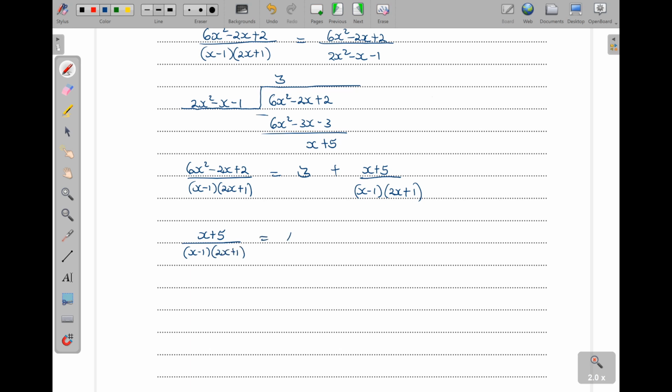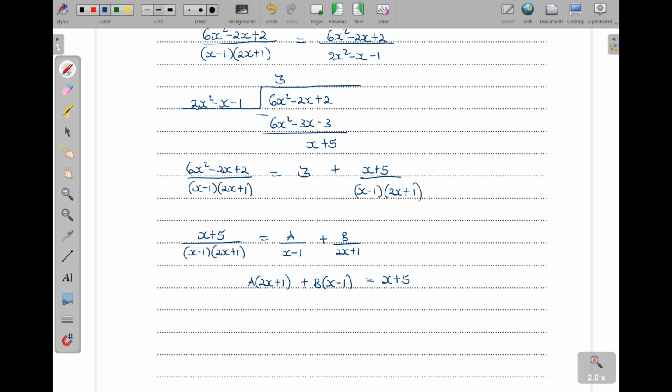Then this one will be equal to A over x minus 1, because we are having linear factors, then plus B over 2x plus 1. And then without wasting time, just multiply this with this, then this with that, then equate to this one here. So we shall have A into 2x plus 1, then plus B into x minus 1, and I equate this one to x plus 5.